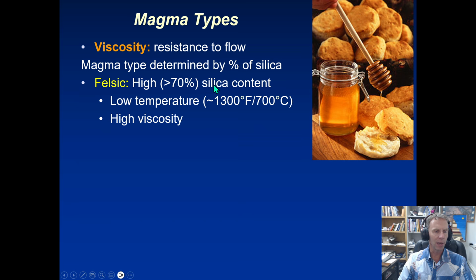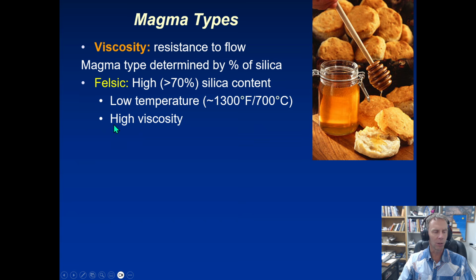So if we have a magma that has a high amount of silica, let's say more than 70%, that will generally be lower in temperature. So again, think of the honey, right? When the honey's at low temperature, is it viscous? No, it's like thick and sticky and goopy and it doesn't flow very well. And the same is true with felsic magma systems. They have high viscosity. They don't flow well.